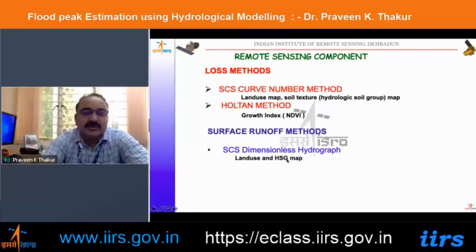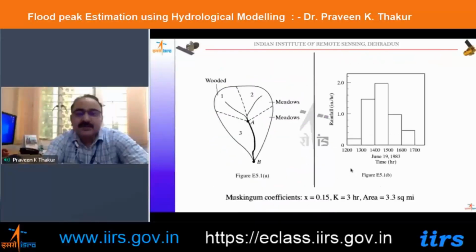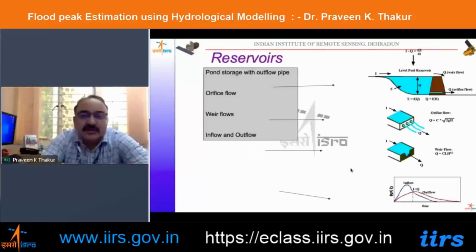So all the watershed related parameters, the parameters related to the loss method, Clark's method, and the routing method, including length of the river and channel time, are derived using GIS based analysis. So this is one example here, and this is the list of the parameters or the water control structures which can be easily modeled in HMS, including the reservoirs, orifices, and weir flows.